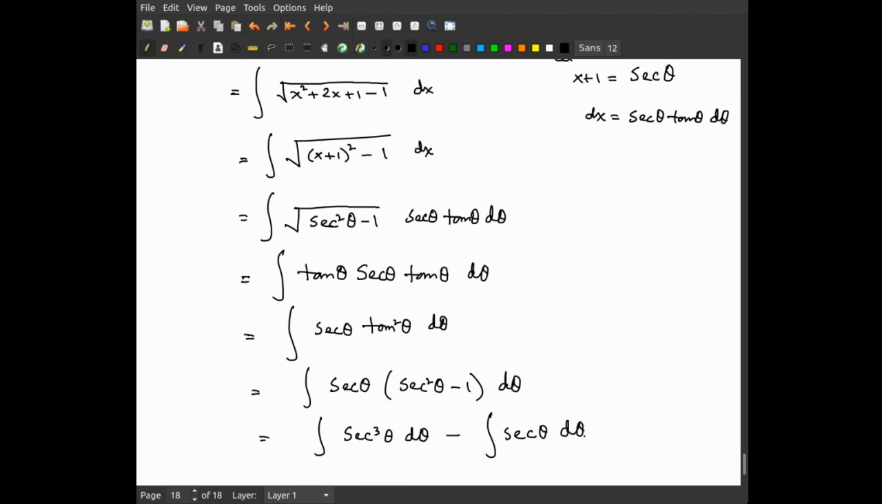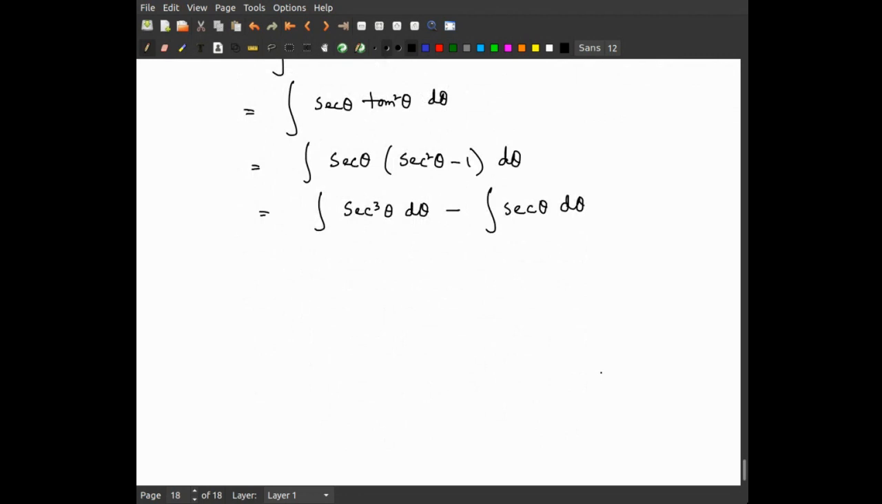Now anyone remembers what is the answer for the integration of secant theta? Yes, very good. This one we already know, so the problem is not there. Since we already know this one, our goal is now let's find the other one separately. Let me show you how to find the secant cube theta.